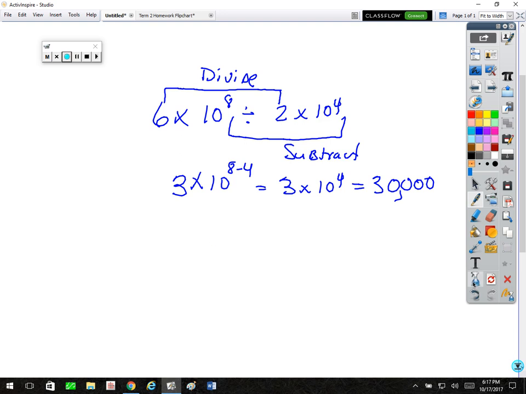Alright, let's try one with dividing. We have to do a little adjustment on my coefficient. What if I was to give something like 7.2? Let's back up. Hold on. What if I was to give 3.6 times 10 to the 8th power divided by 7.2 times 10 to the 6th power?